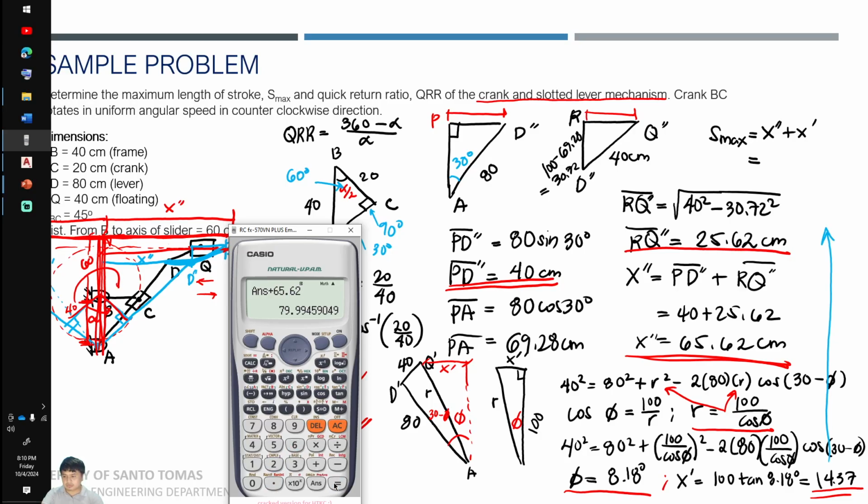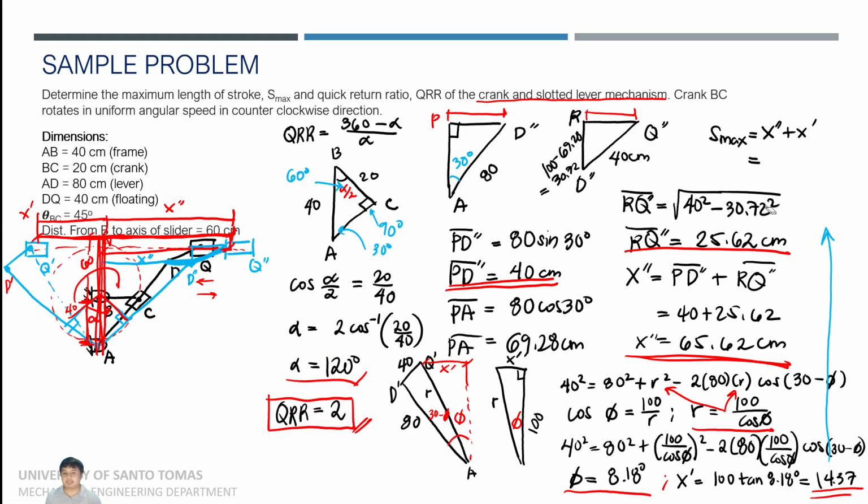That is equal to 79.99. So basically that is around 80, no? So this is about 80 centimeters. So this should be your maximum stroke. So that's all.